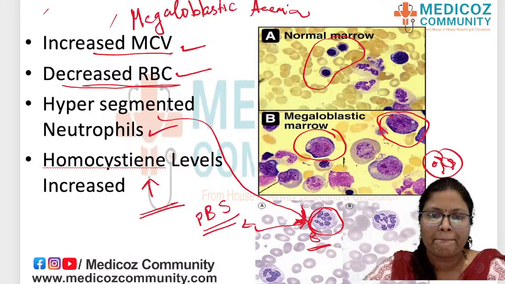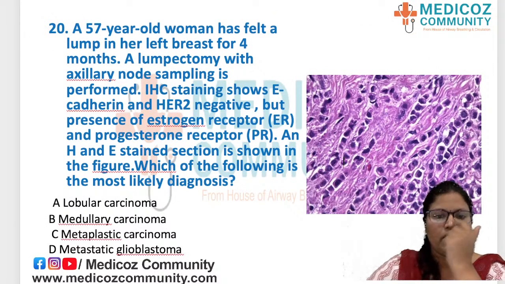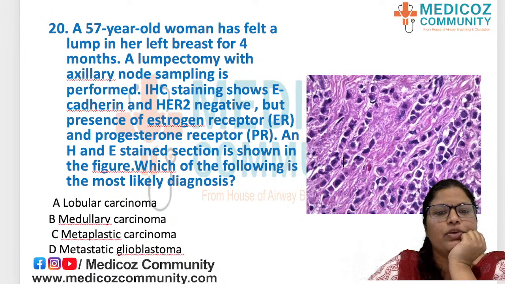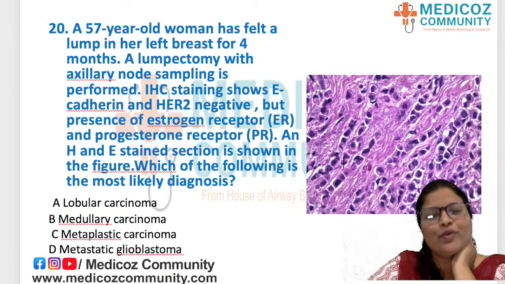Okay. Moving on to the next question, question number 20. So this is a 57-year-old male, sorry, 57-year-old female, a woman who has felt a lump in her left breast for 4 months. Okay. A lumpectomy was done with axillary node sampling and the IHC has been performed, which was E-cadherin and HER2 negative.